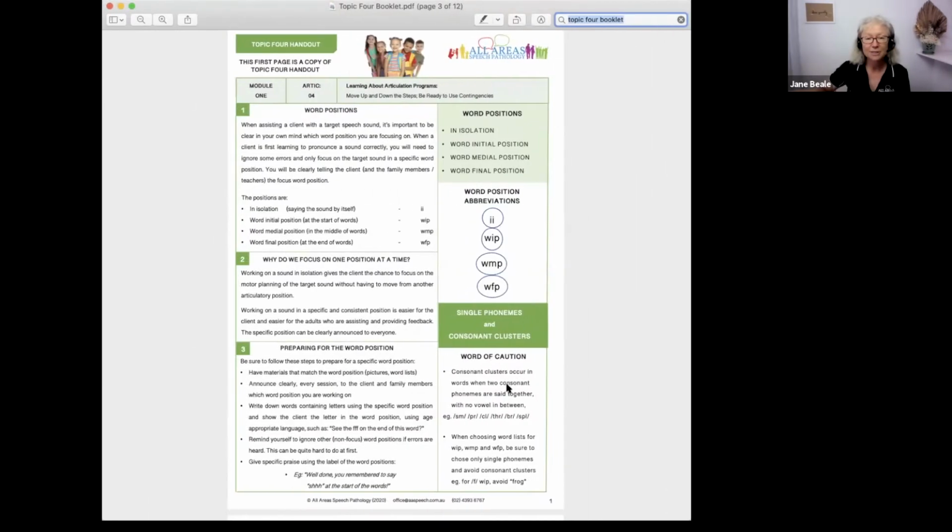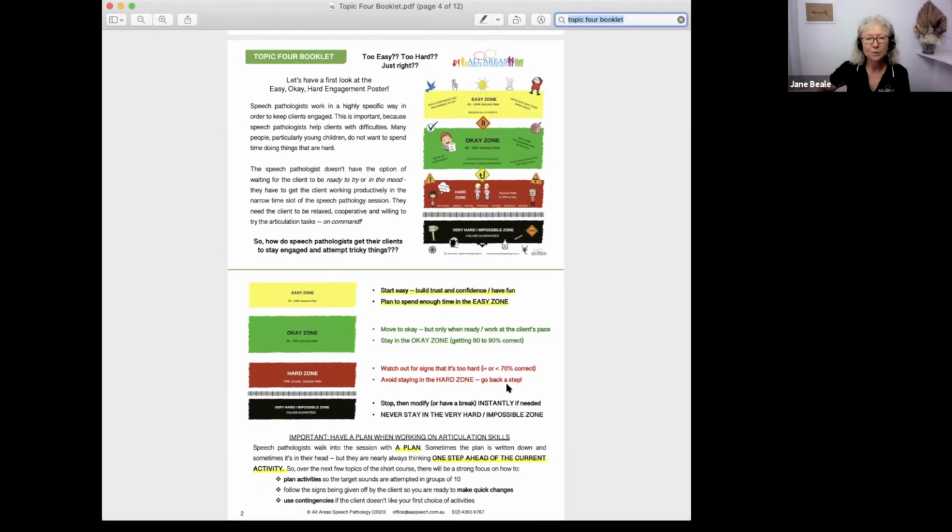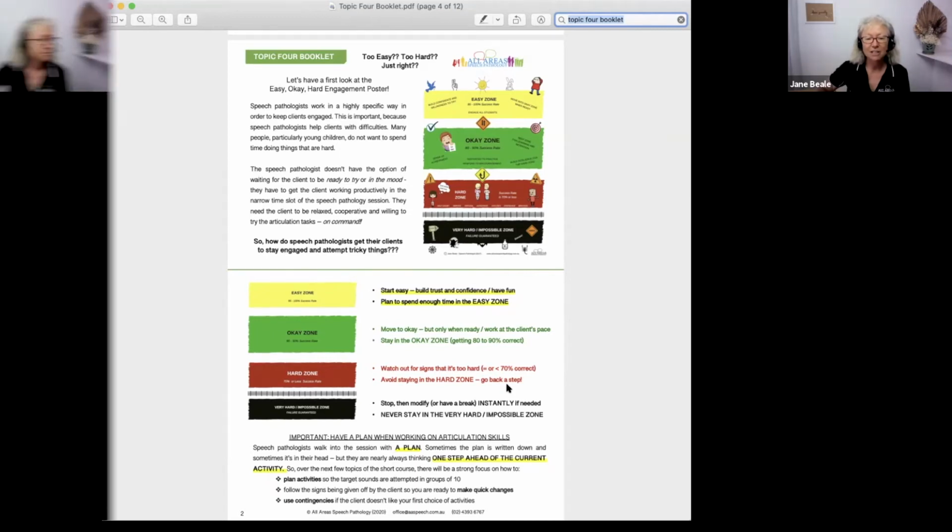We'll have a brief look at the topic 4 handout, which becomes the first page in our booklet. And then we'll start to make sure we're feeling comfortable with these concepts of easy, hard, or just right.